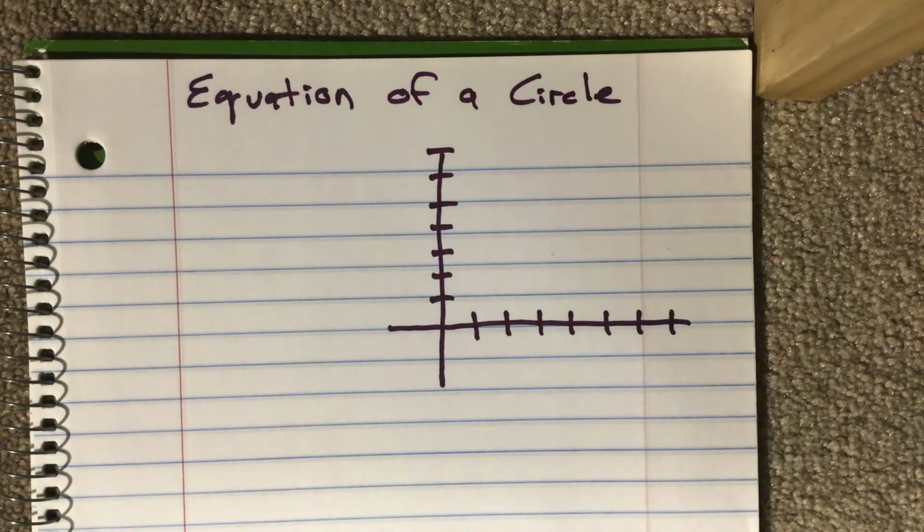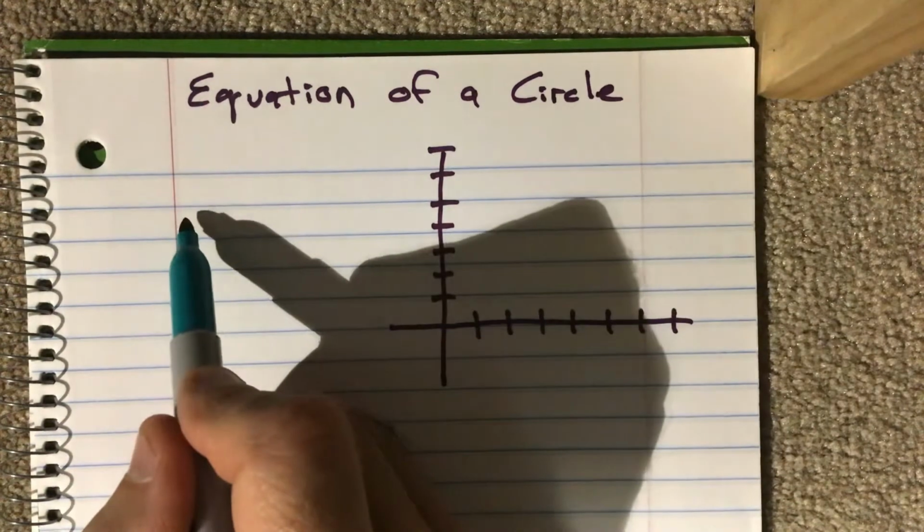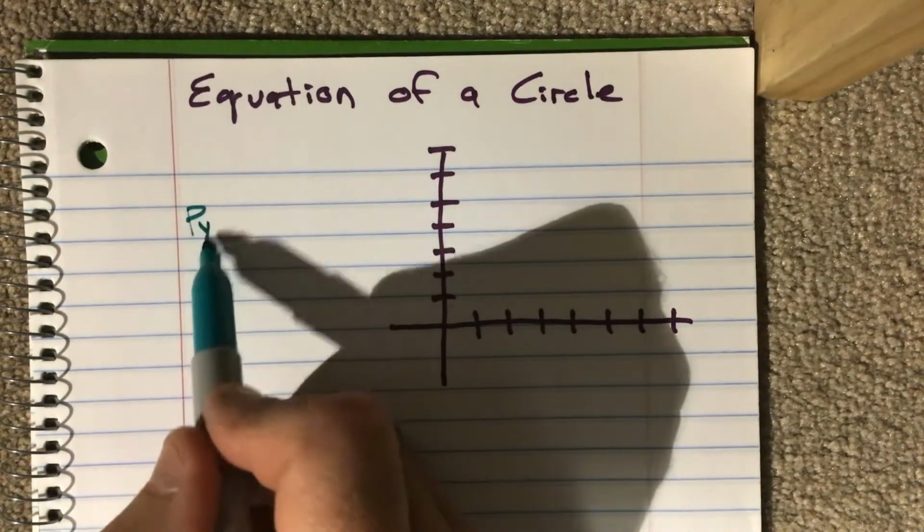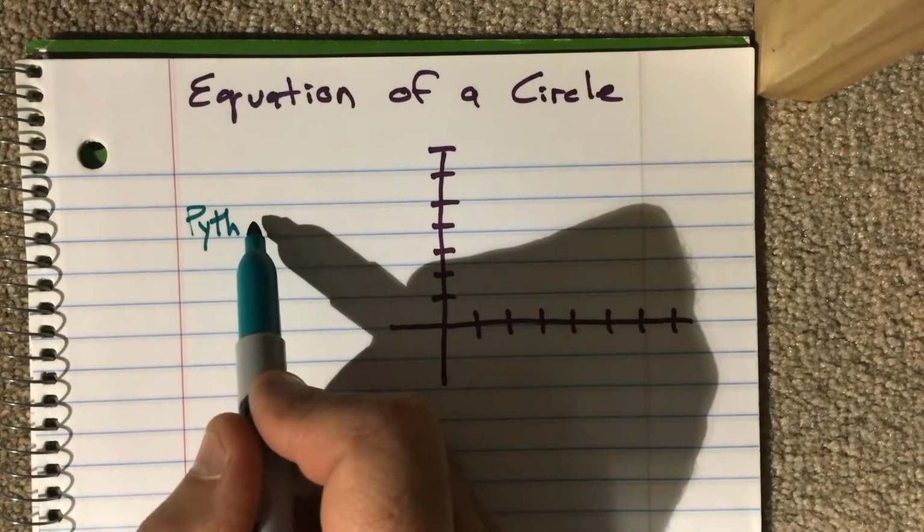Okay, in this video, I want to explain to you where the equation of a circle comes from. Believe it or not, it actually has to do with the Pythagorean theorem, which we learned about in geometry, and has to do with triangles.